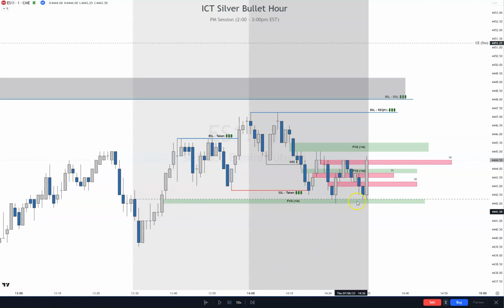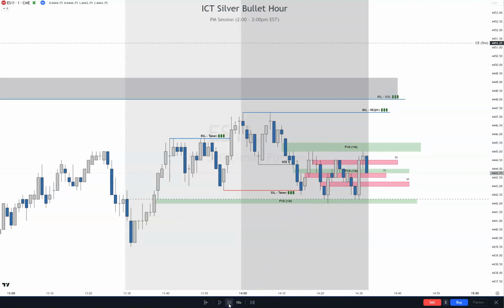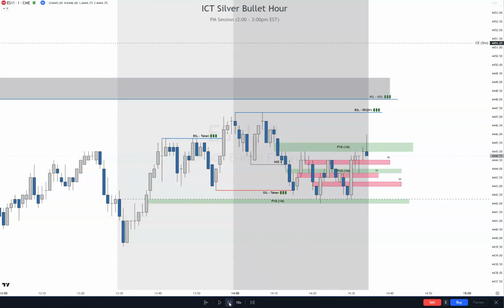Wow, look at that. Just cutting through all of that, just violating all those PD arrays like they don't even matter. Right? So okay, see what happens here. Now we've got a lot of relatively equal highs right there. That's in the fair value gap. I want to see it break further than that. For that, I need more than that to say we're going long.